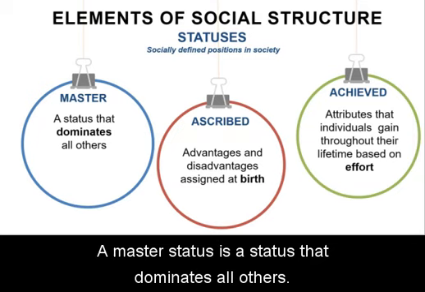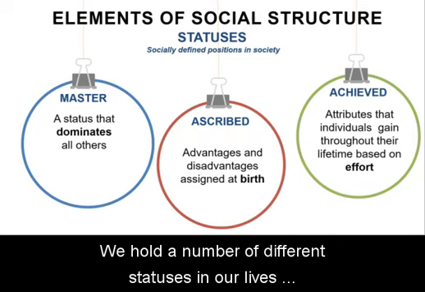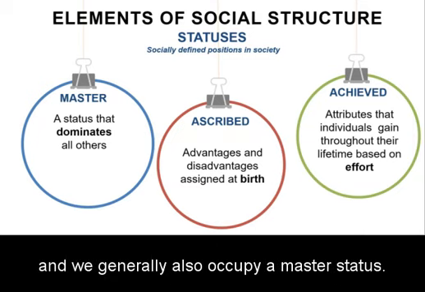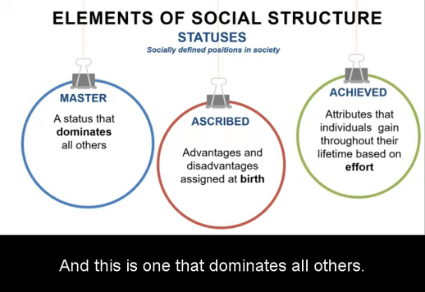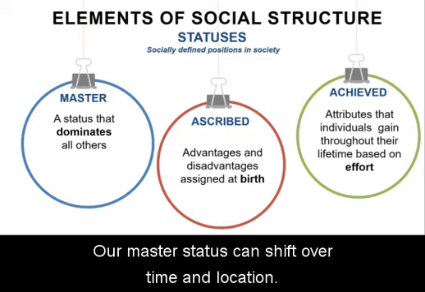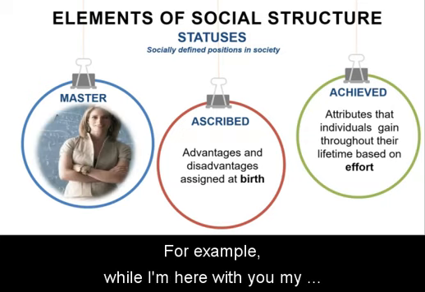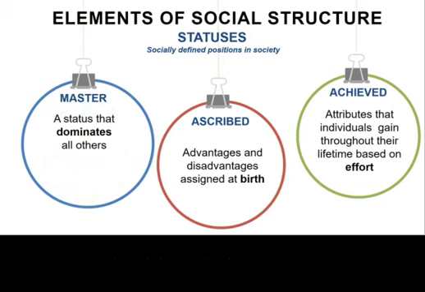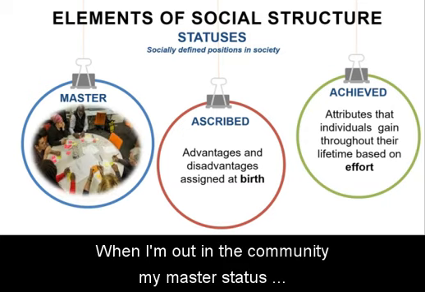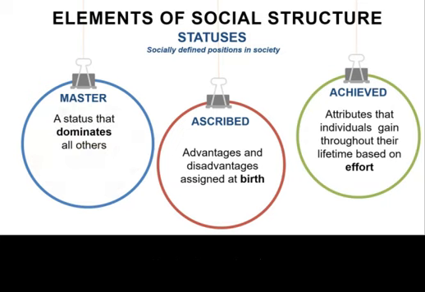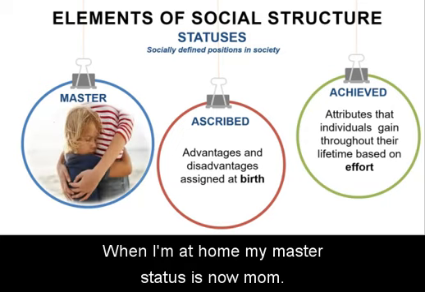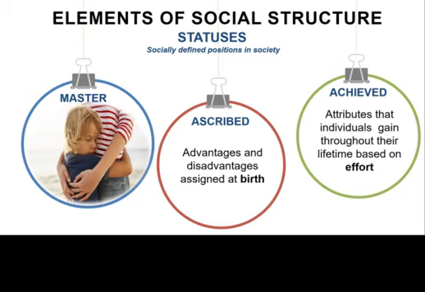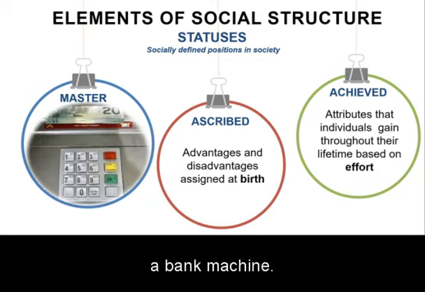A master status is a status that dominates all others. While we hold a number of different statuses in our lives, we generally also occupy a master status, and this is one that dominates all others. Our master status can shift over time and location. So, for example, while I'm here with you, my master status is that of a professor. When I'm out in the community, my master status is that of a volunteer. And when I'm at home, my master status is now mom, or sometimes to my children, bank machine.